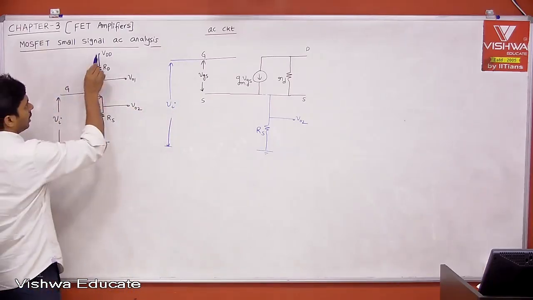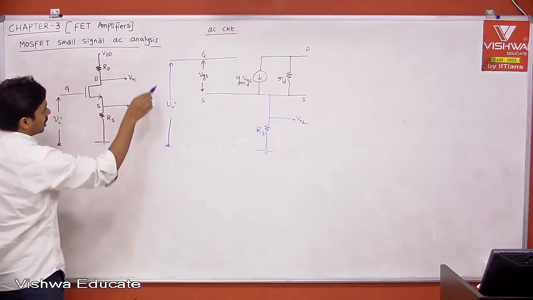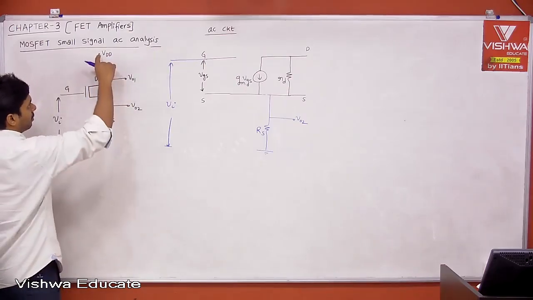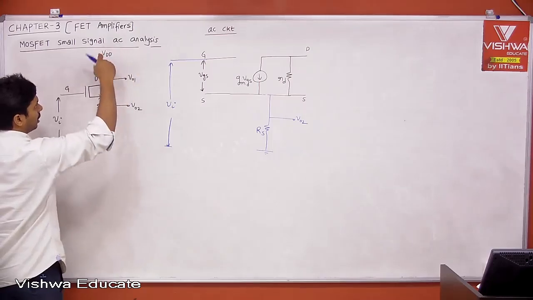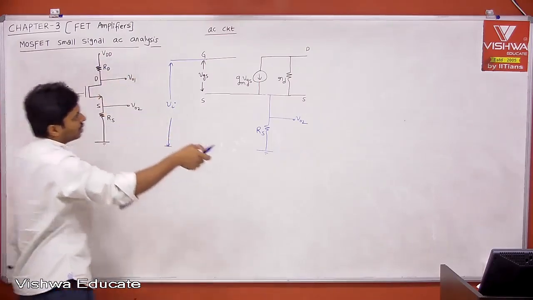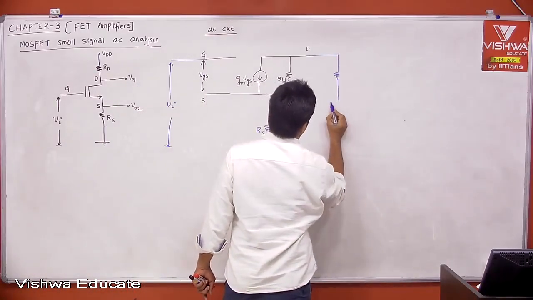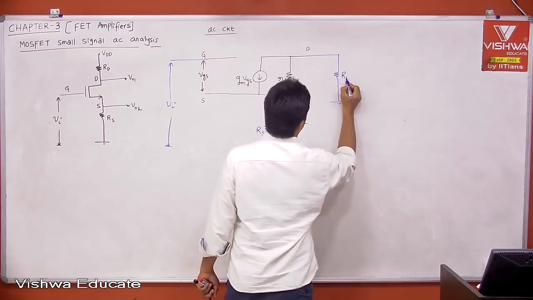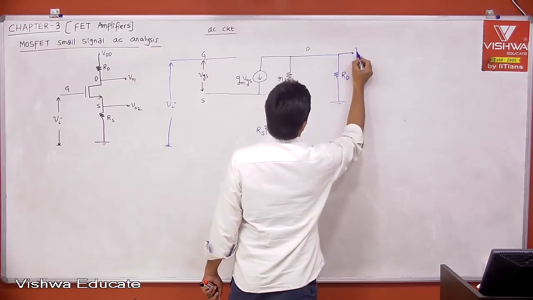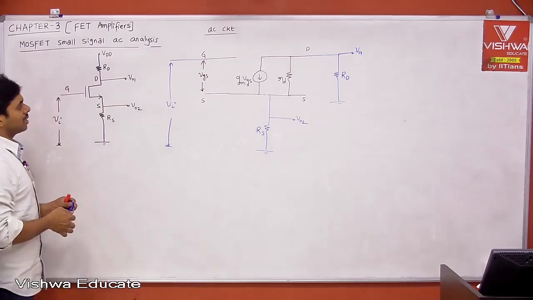Between drain and what is this VDD for AC analysis? VDD is connected to AC ground. Therefore, because there is no change in VDD, this RD is connected between drain and AC ground, or drain and ground. This is your RD and this is your V01. This is the definition. And let's represent the currents.